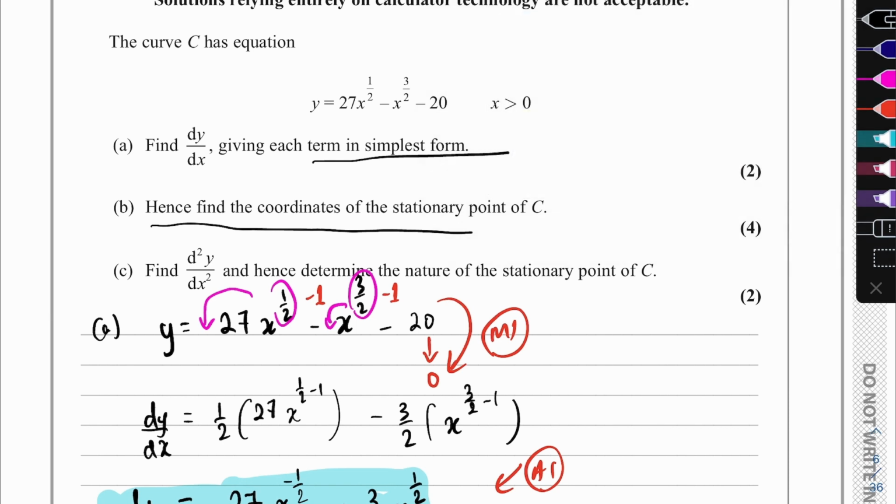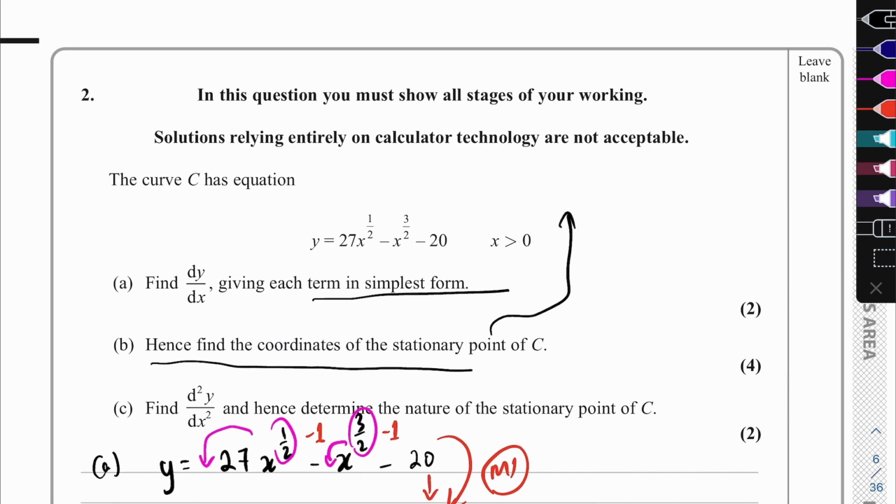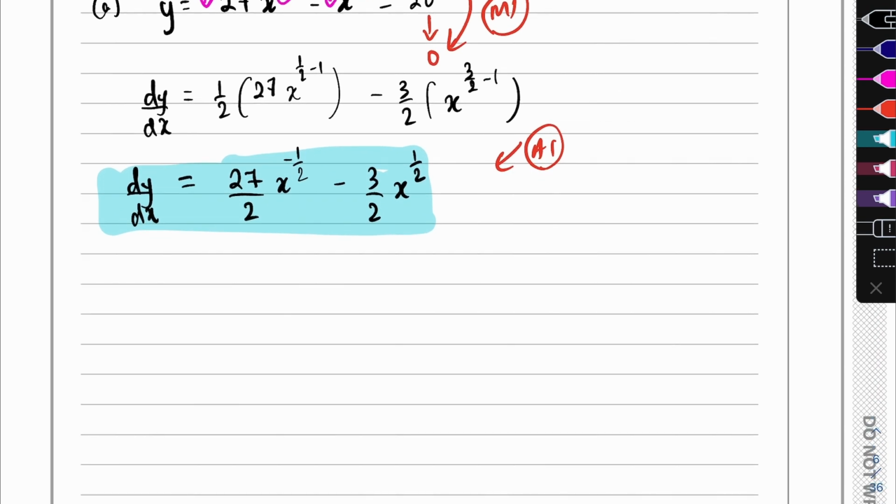We know the stationary point is when the gradient function equals 0. Now the gradient function is also known as dy over dx equals 0. So what should we do? We should equate our part A answer to 0.